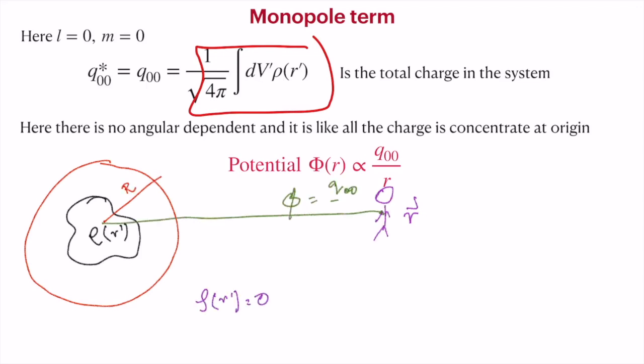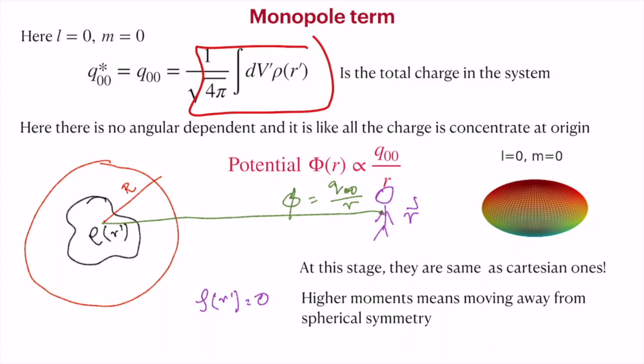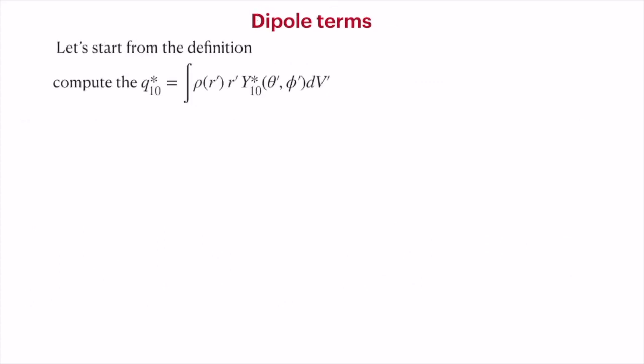So you have a density given inside some region. A far off observer sees it as simply a point charge, and the system is spherically symmetric. At this stage, there is no difference between the Cartesian and polar multipole moment because it's just a point charge. There is nothing else that depends on it. So higher moments will have a difference, and they will move away from the spherical symmetry, not because of the Coulomb force, but because the density distribution itself is not spherically symmetric.